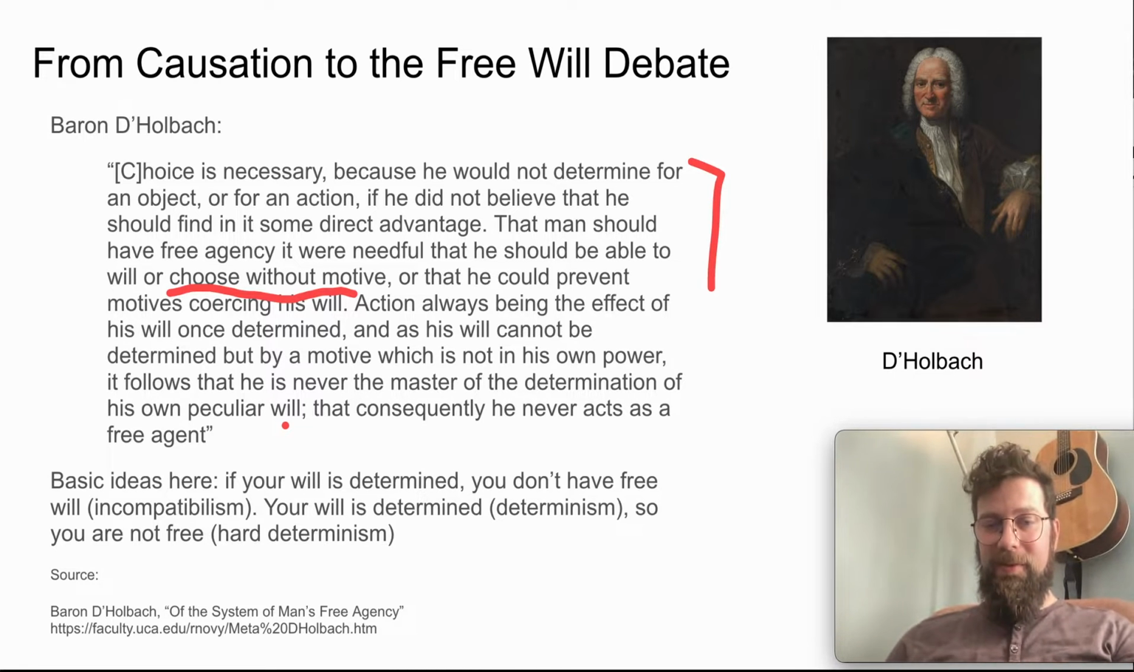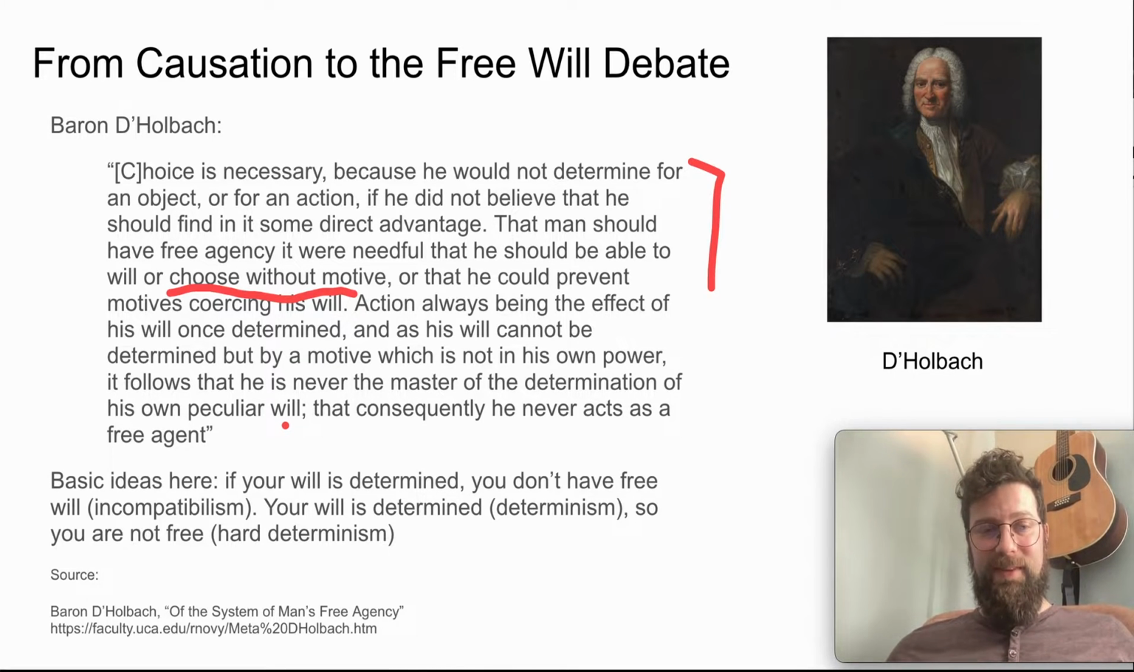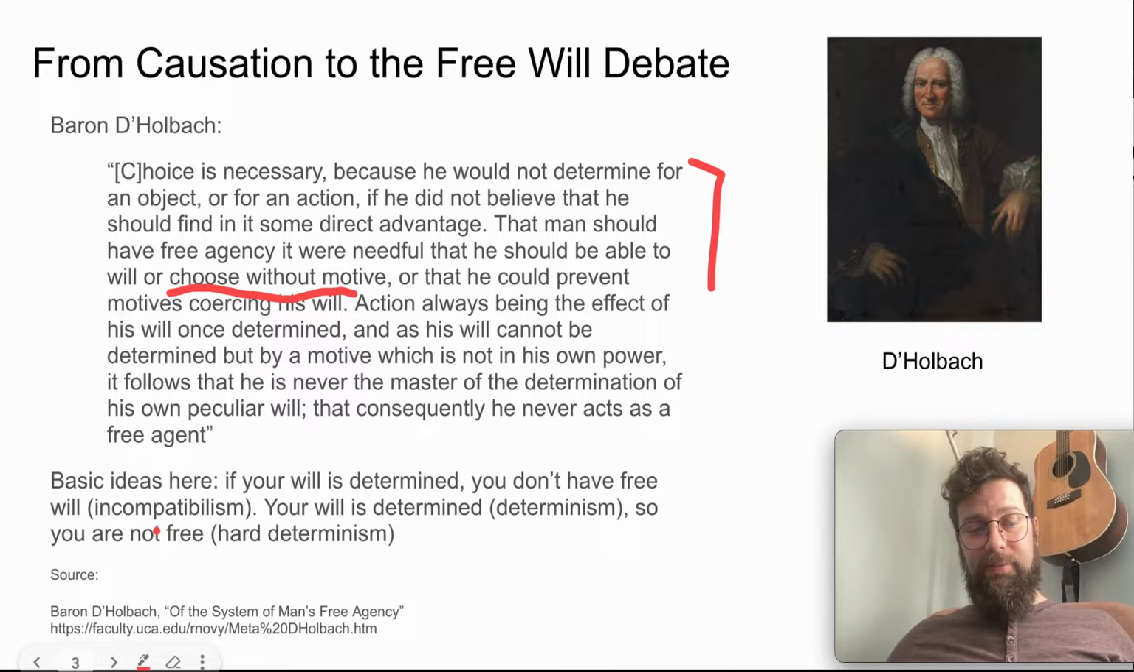So what's Holbach telling us here? Well, he seems to be suggesting that your will is determined, right? There are explanations for the kinds of things that people do. And if that's the case, you would not have free will. Because that would disqualify your will from being free, and it is the case that your will is determined, that is, human beings do not act as free agents.